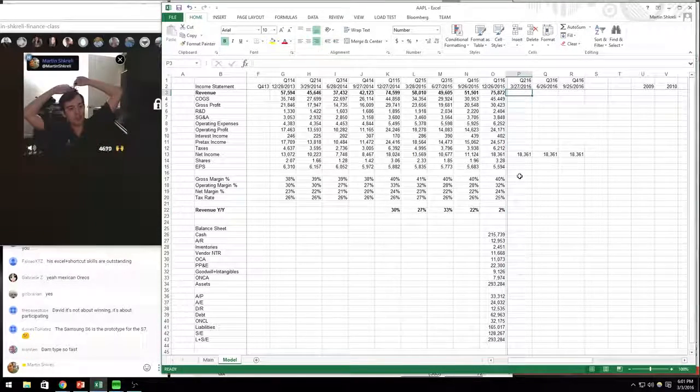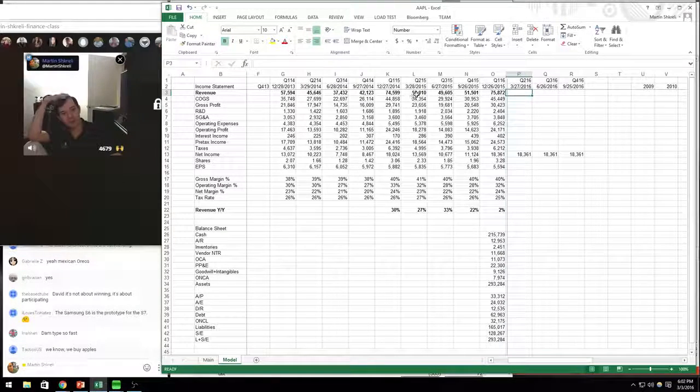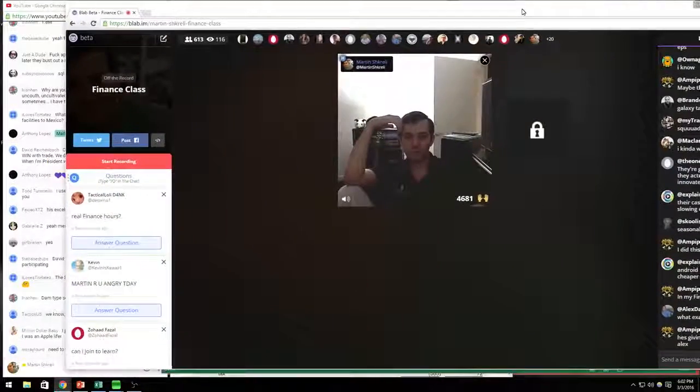I'm going to forecast this Q2 2016 number. Well, how do I do that? Well, last year they did $58 billion in revenue. So what do you guys think they'll do this quarter? Give me a number. What do you think? $58 billion last quarter. What are they going to do this quarter? What do you guys think?